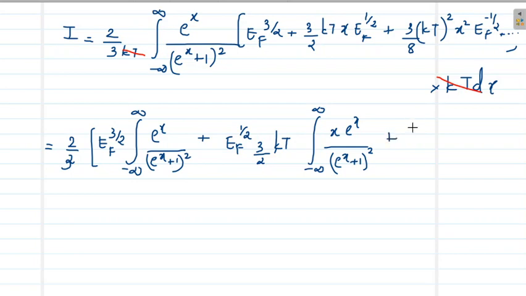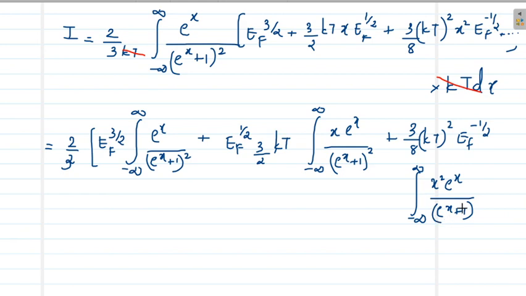Now in the third term we have 3/8 (kT) the whole square into Ef^(-1/2) as constant, and the integration is the integral from minus infinity to plus infinity of x square e^x divided by (e^x + 1) the whole square. These terms are common to all the terms inside the bracket into dx. So now we have to carry out all these integrations.